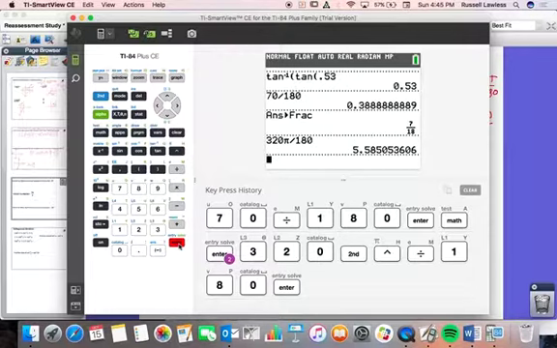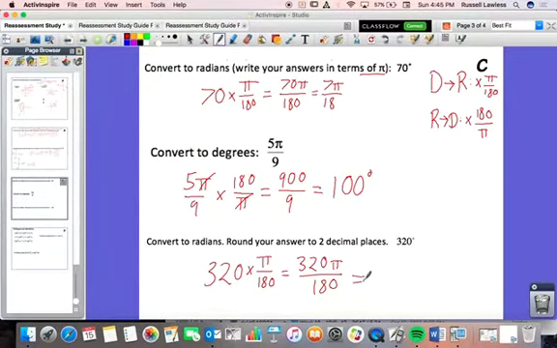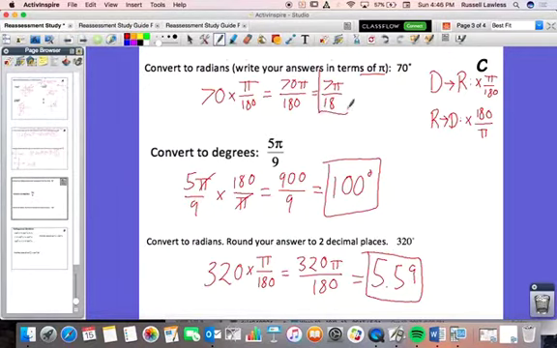So you can leave it as 5.59, and that is your final answer. And I'm going to just draw some boxes, to make sure that you know what the final answer is for there.